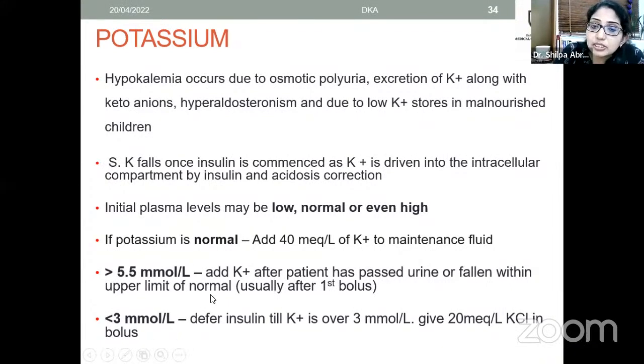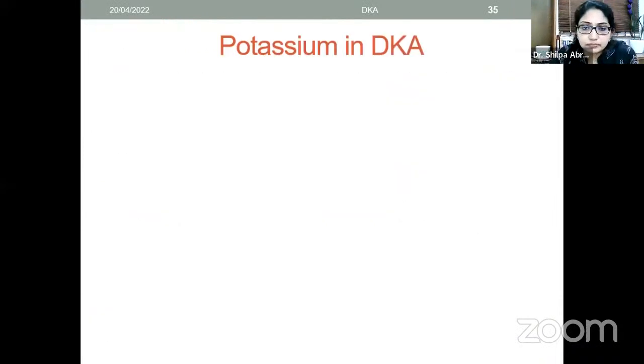What if the patient has hypokalemia at presentation? Now this is a very dangerous situation. Already it is only 3 or less than 3, and now it is going to fall further. So remember that in your bolus fluid itself, you have to add 20 milliequivalents per liter of potassium. And till your potassium is at least about 3, you don't start insulin. Start insulin only after your potassium reaches over 3. Otherwise, the patient can go into severe hypokalemia and even have arrhythmias or arrest.